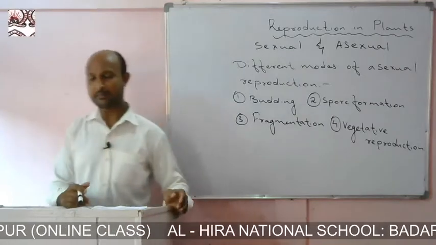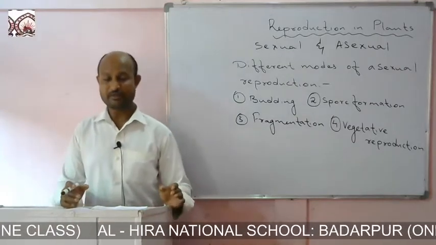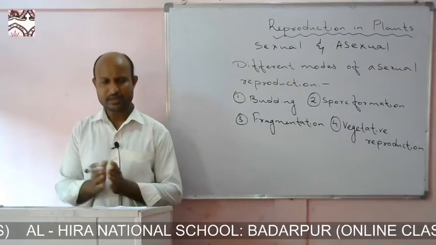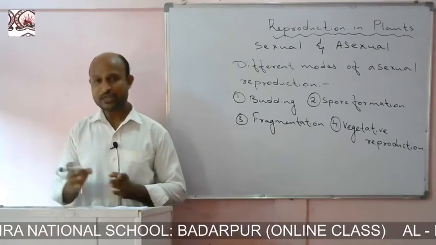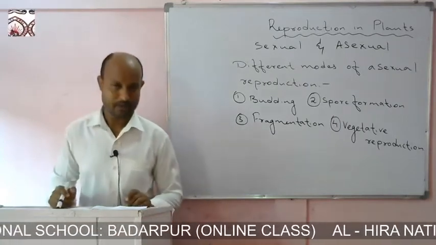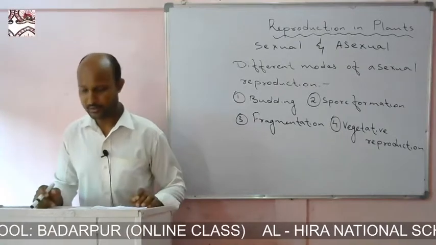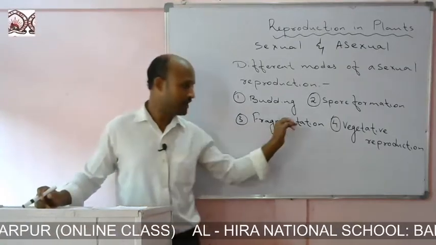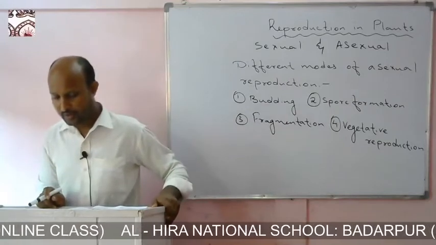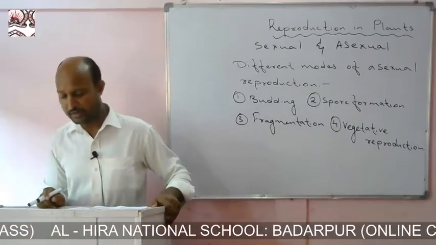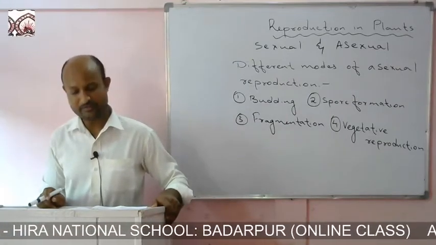So after some time you might have noticed that the fragments get joined up again. That means they don't get joined up, but actually these fragments grow into new individuals or new parts again. So such a mode of reproduction is known as fragmentation. Okay, the broken parts can grow into a new filament, and this kind of reproduction is known as fragmentation.